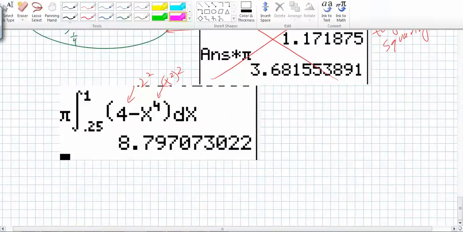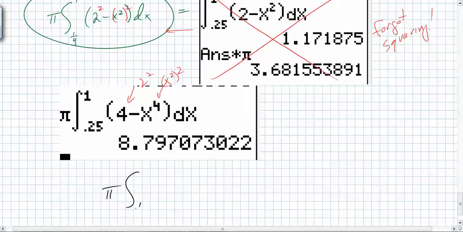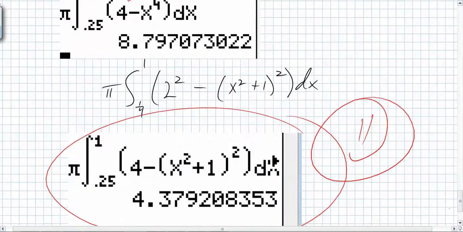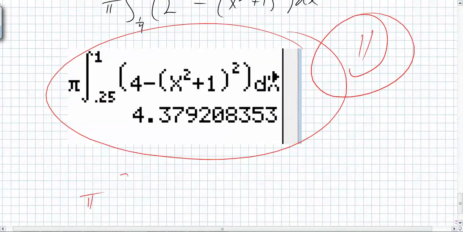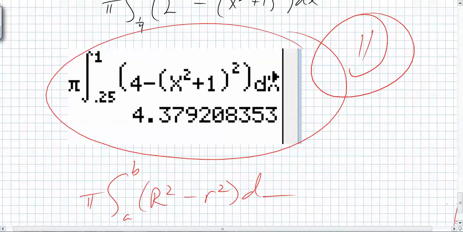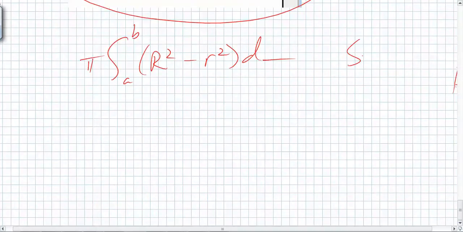So what should our integral actually be? Pi from 1/4 to 1 of what? 2 squared minus x squared plus 1 what? Squared dx. Let's see if that works. Yeah, pi times the integral from a to b of big R squared minus little r squared d whatever, right? That's for washers.